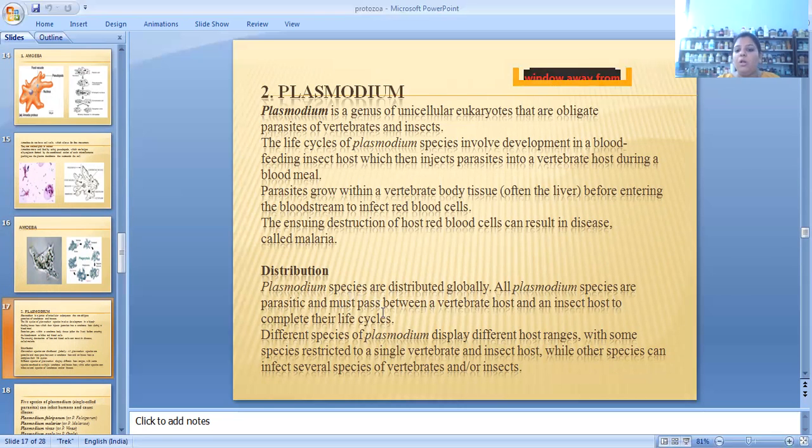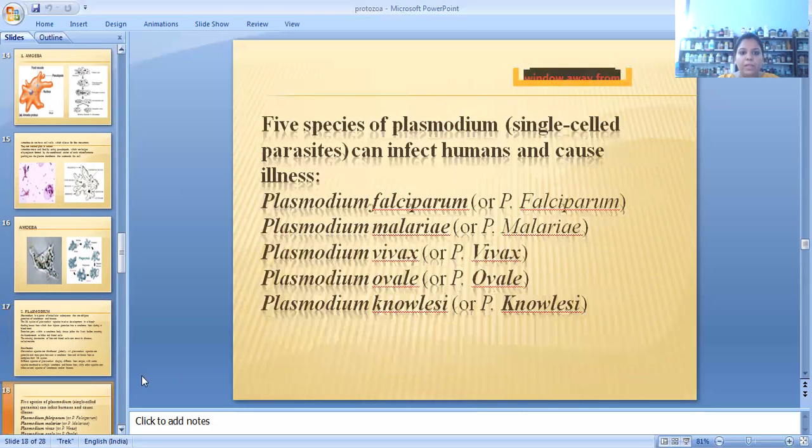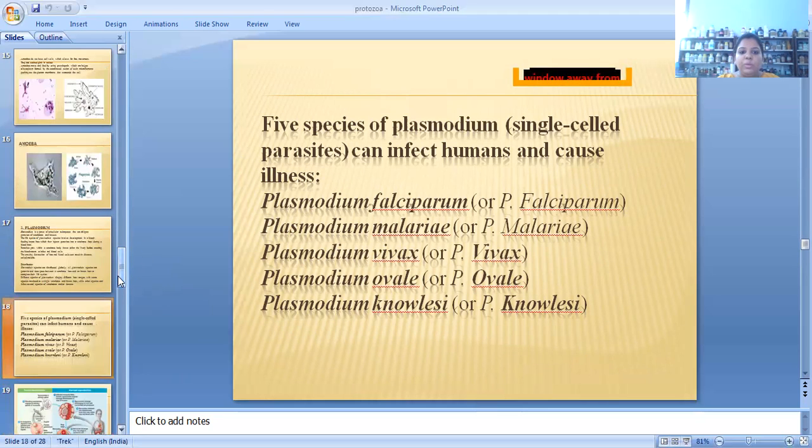Plasmodium are found all over the globe, right? It is very important to understand that for the completion of their life cycle, they need to attack some host. These are some of the common species of Plasmodium which we usually come across. The important ones are Plasmodium falciparum, Plasmodium malariae, Plasmodium vivax, Plasmodium ovale, and Plasmodium knowlesi.